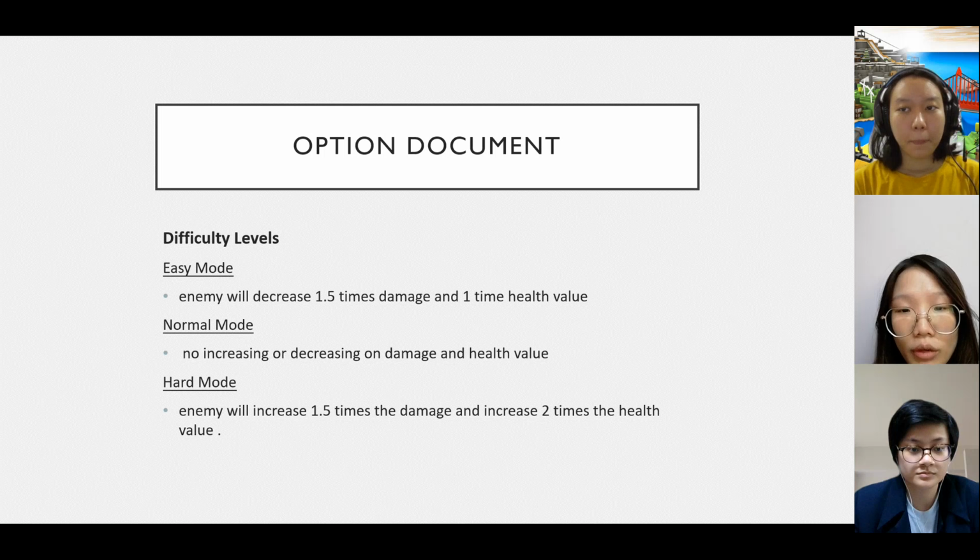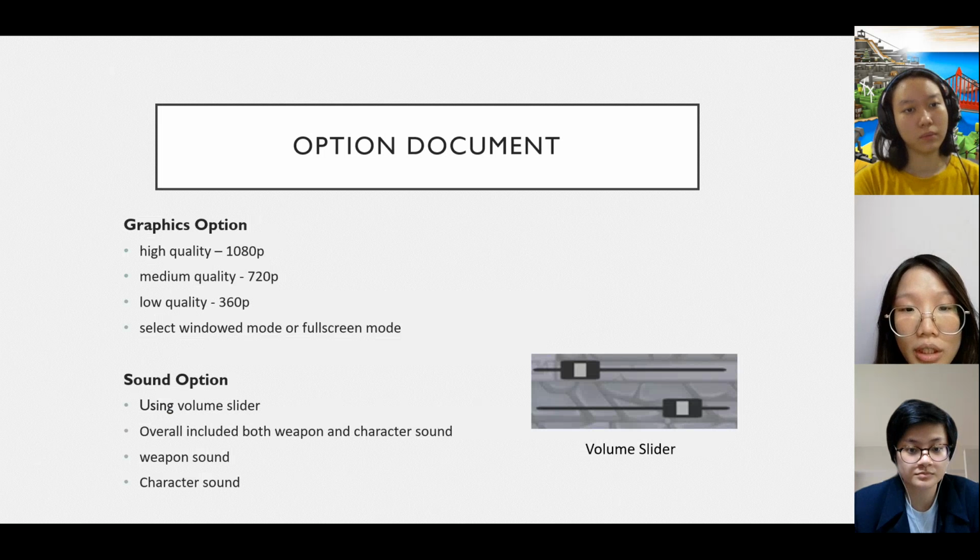Next slide is the graphic option. So the player can choose high quality, medium, and low quality. The high quality is 1080p, and medium quality is 720p, and the low quality is 360p. Also, the player can select window mode or full screen mode for the screen.